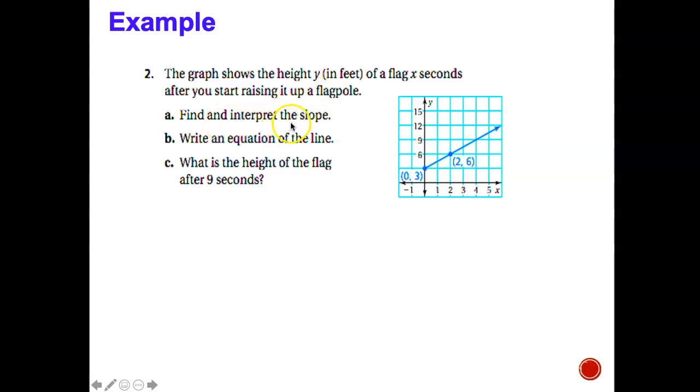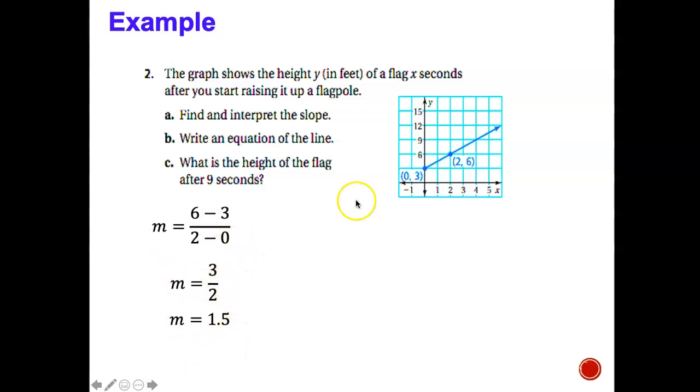Then find and interpret the slope, write an equation of the line, and find the height of the flag after 9 seconds. We now know the y-intercept. The y-intercept is the point along the y-axis, so that should be 3. And now we can also get the slope because we are given 2 points. Let's use those 2 points to get the slope. I do 6 minus 3, subtracting the y coordinates, and then 2 minus 0 for the x coordinates. That is 3 over 2, which is the same as 1.5.